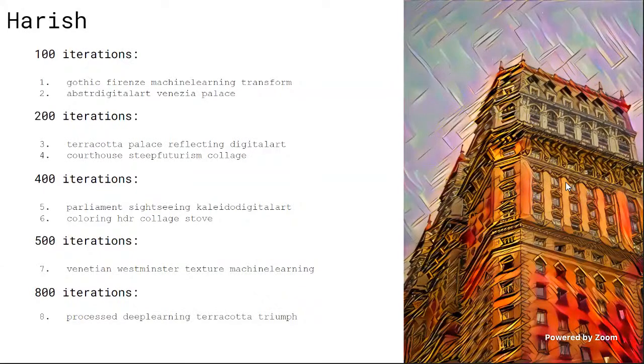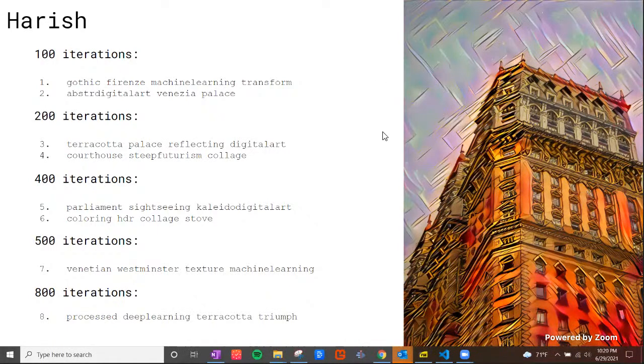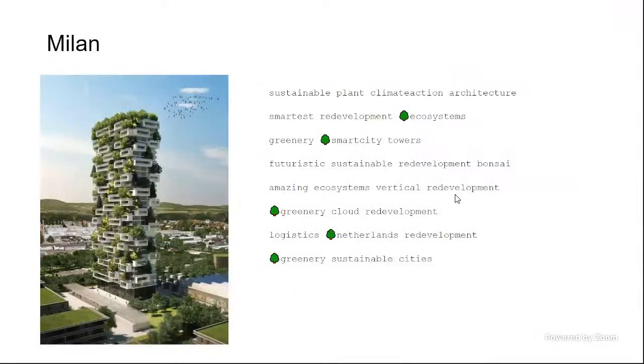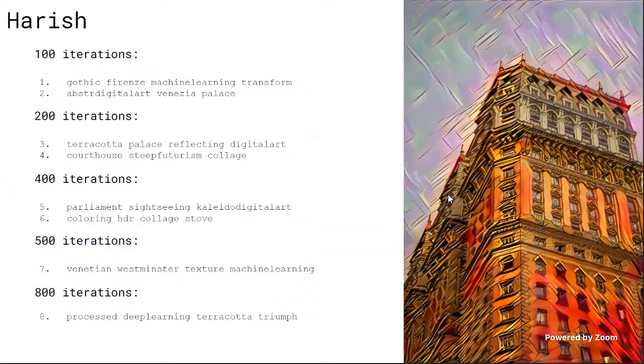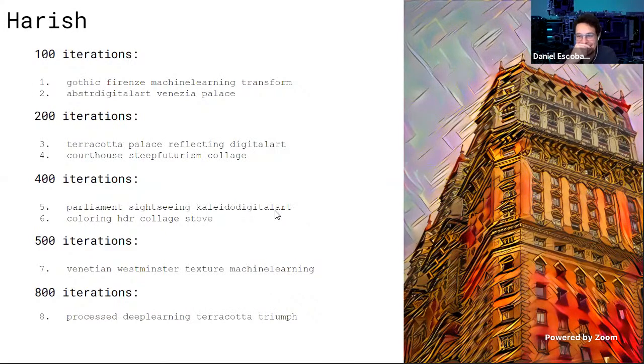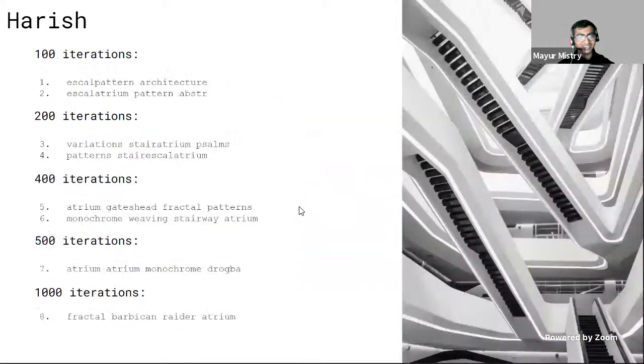And then steep futurism collage, kaleido digital art, texture machine learning, and then in the last it says process deep learning terracotta triumph. So it's just putting together everything from the first instance of doing this, and then in this one it just concatenated the terracotta and the deep learning to get this. So yeah, that's it. That's pretty interesting.